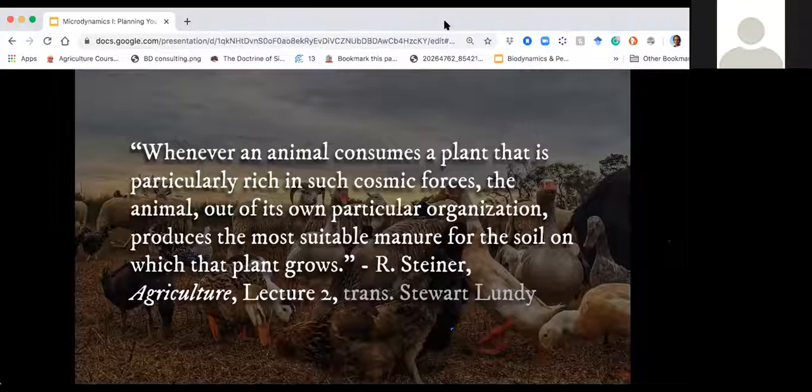This quote is relevant to whether or not you will have livestock below ground. You are going to be tending pill bugs, earthworms, dung beetles, all of it. That is your livestock. That is who you tend. Whenever an animal consumes a plant that is particularly rich in such cosmic forces, the animal, out of its own particular organization, produces the most suitable manure for the soil on which that plant grows. And this is why everyone should be tending earthworms, especially if they don't have any other livestock. It is a wonderful way to process your excess.